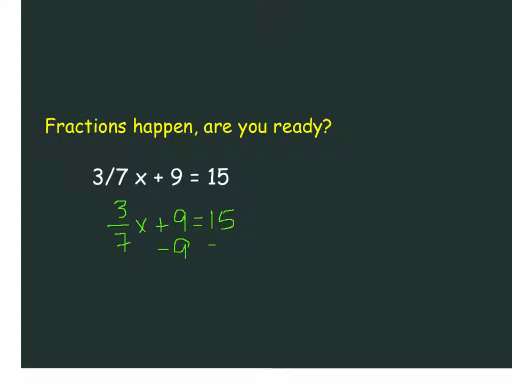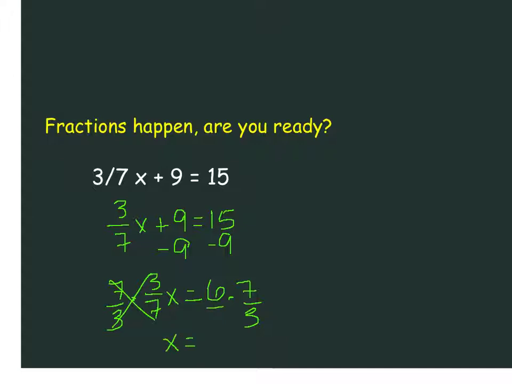I'm going to subtract 9 from both sides. So we have 3/7 x equals 6. Now, to get rid of 3/7, it is 3/7 times x, but the inverse operation would be divide by 3/7. However, when you divide by a fraction, you multiply by the reciprocal. So we multiply by 7 over 3, multiply by 7 over 3. 3's cancel, 7's cancel. So over here we have an x.